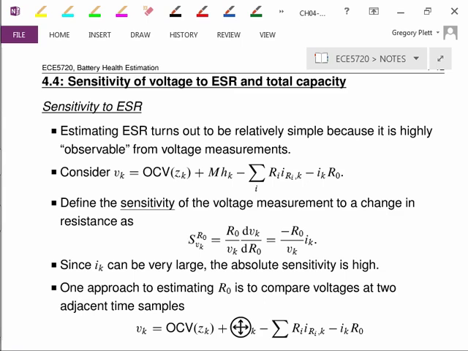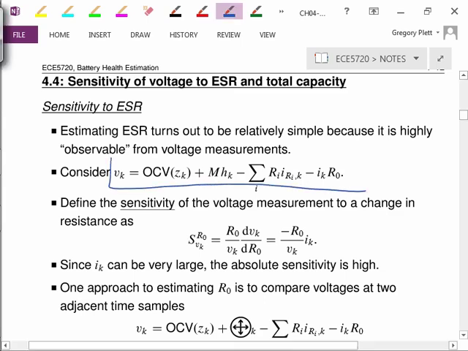There are technical definitions of observability. I'm not quite sure this is the exact definition that we're using here. We are using something called sensitivity, which has the same kind of idea. But the idea overall is how easy is it to notice, to see, to observe a change in a resistance from just looking at the voltage of a cell. And that tells us why it's actually easy to estimate resistance but not capacity.